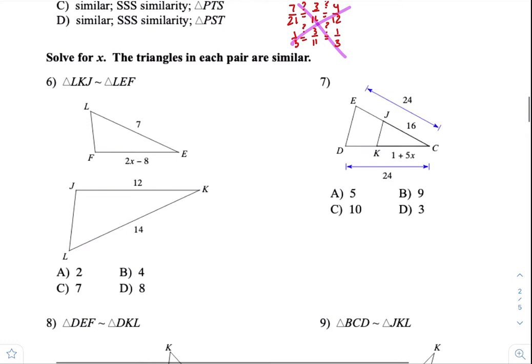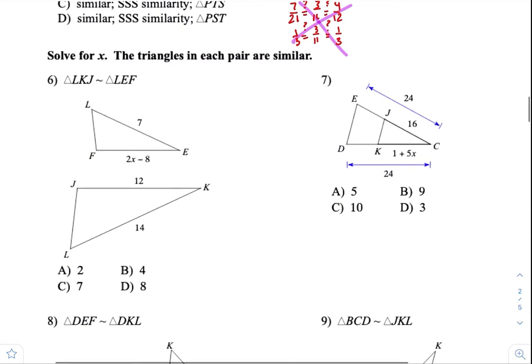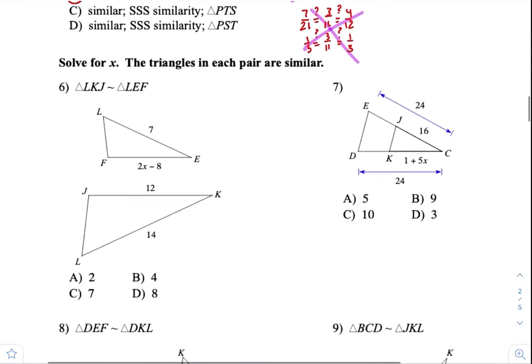Alright, so now we have similar triangles. You just have to make the proper proportion. I'm going to make a proportion going from this triangle to this one. I see there's a side length of LE. What is the proportional side to LE? It would be LK, right? So 7, which is LE, over LK. LK on the other triangle is 14.